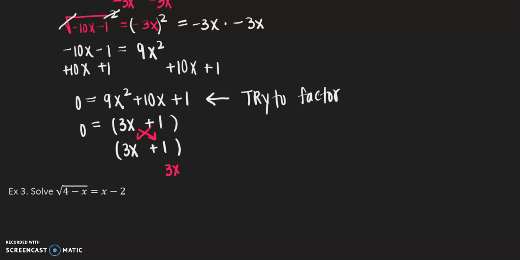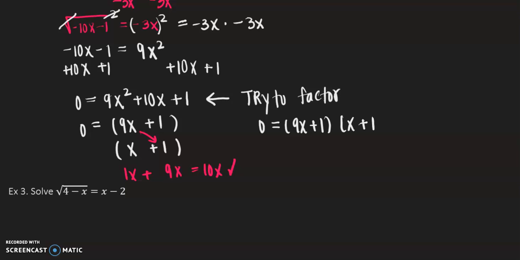So 3x, so if I add those I get 6x, which is not that middle term, so I have to try again. And there's no other things that multiply out to 1 and 1, so I have to try another way to multiply 9. So I could do 9x and x, and then I think that's going to work. 9x, 1x, add those together, I get 10x. Okay, so that works. So you could rewrite this to say 0 equals (9x plus 1)(x plus 1).